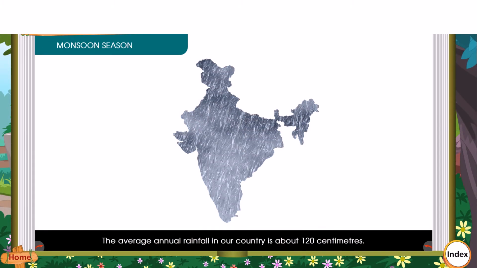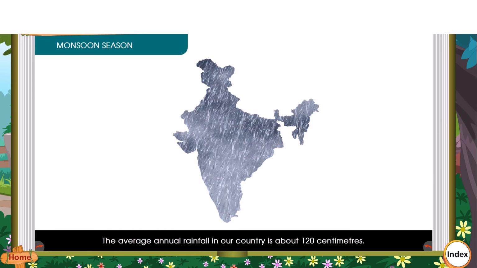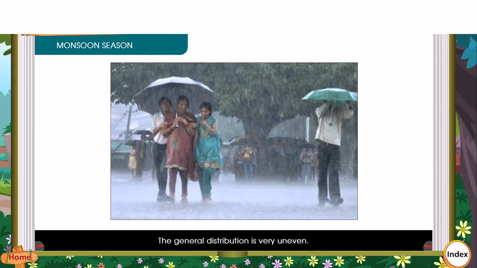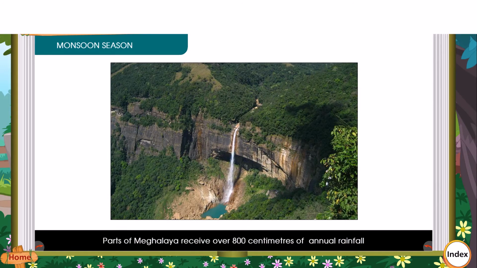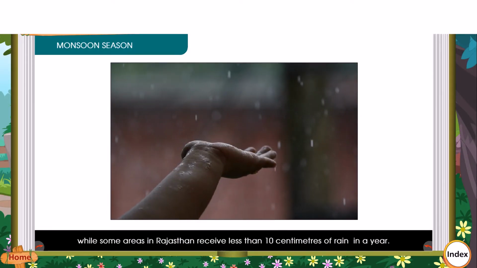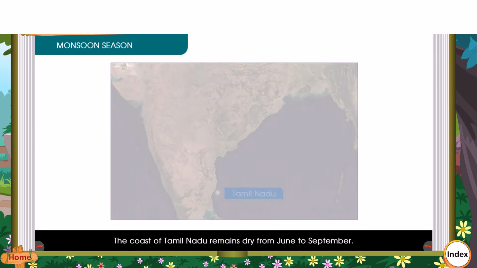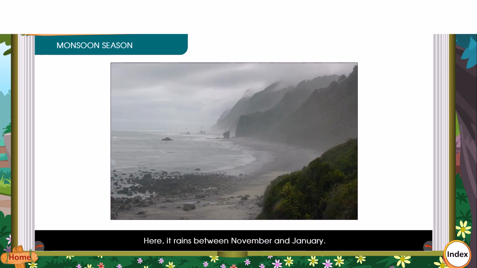The average annual rainfall in our country is about 120 centimeters. The general distribution is very uneven. Parts of Meghalaya receive over 800 centimeters of annual rainfall, while some areas in Rajasthan receive less than 10 centimeters of rain in a year. The coast of Tamil Nadu remains dry from June to September. Here, it rains between November and January.